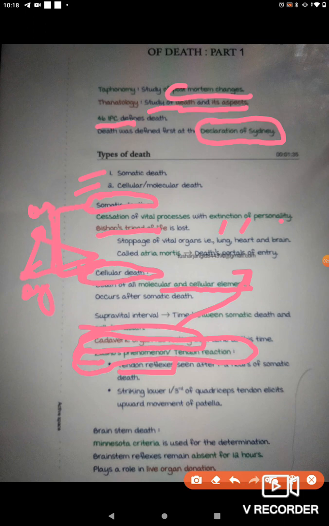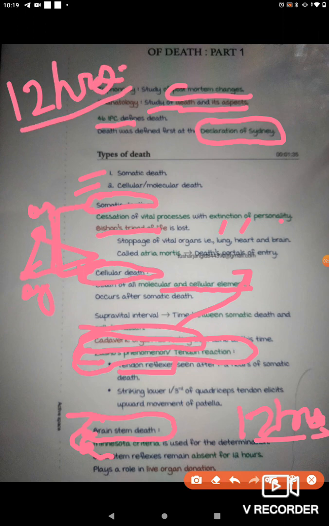And what is brainstem death? For brainstem death, we use the Minnesota criteria. So which criteria is used for brainstem death? Minnesota criteria. If the brainstem reflexes remain absent for 12 hours, we will call this brain death. So when a person is called brain dead, if the brainstem reflexes remain absent for 12 hours, it will be called brainstem death.